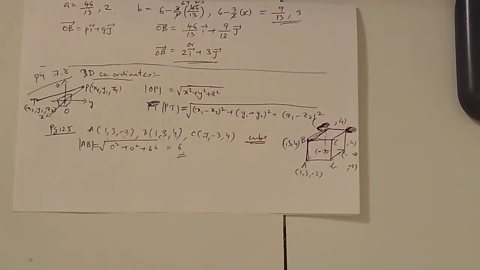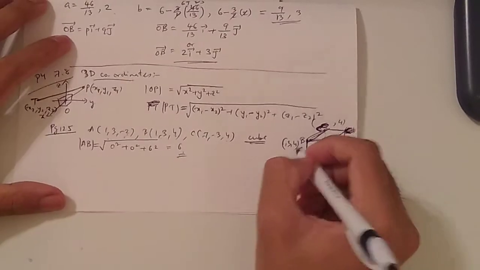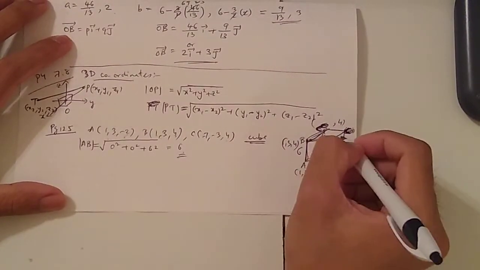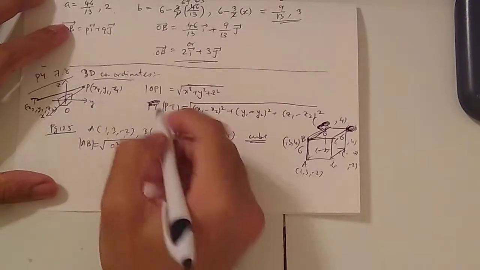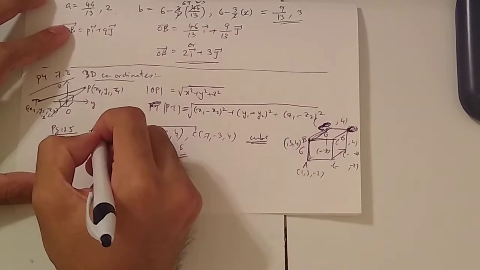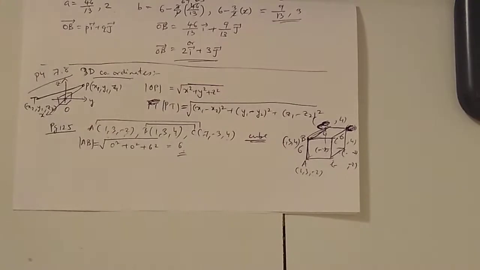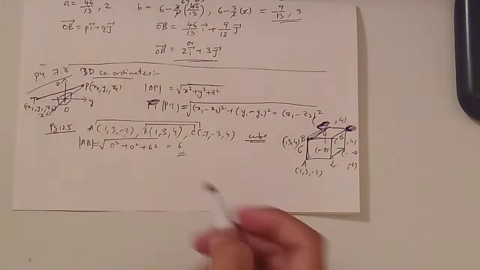Okay, so since this entire thing is a cube, all sides have length 6 units. So this side is 6, this side is 6, this side is 6, and so on. Let's try to find out the distance BC and AC. Let's find out what AC is in the first place.